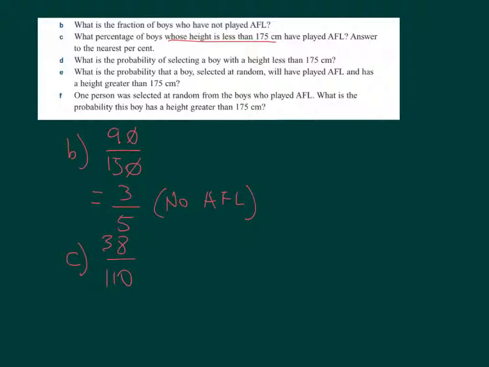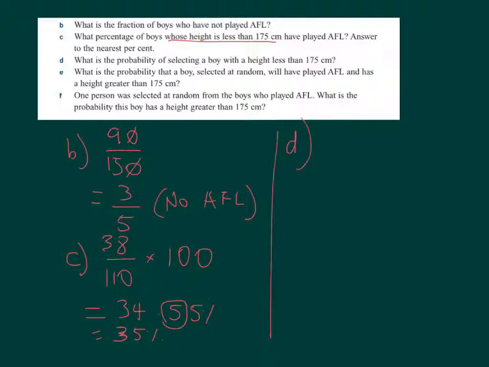Now, that's not an easy one to calculate a percentage for, but if we put that into our calculator, we'd get an answer. And what we'd get is 34.55%. Now it says the nearest percent, so I'm going to call that 35%. And of course, because that 5 is bigger, we round up. Let's have a look at the next part, part D.